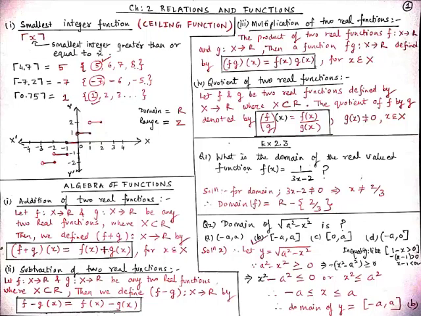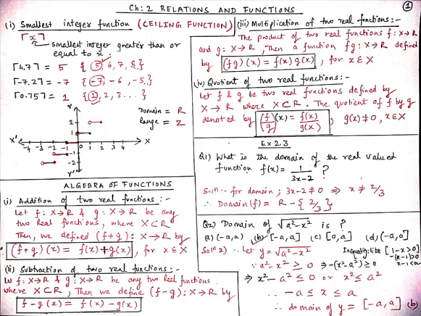Say at x is equal to 4.7, now write down all the integers greater than 4.7, which are 5, 6, 7 and 8, and in these integers the smallest integer is 5. So the smallest integer function at 4.7 will give us 5. Now at x is equal to minus 7.2, first write down all the integers greater than minus 7.2, and those are minus 7, minus 6, minus 5. Here the smallest integer is minus 7. Therefore at x is equal to minus 7.2, the smallest integer function will give us minus 7.